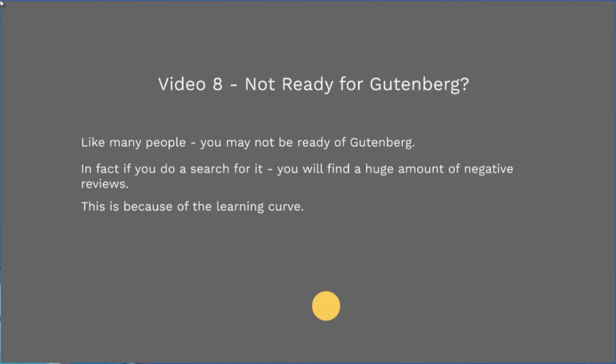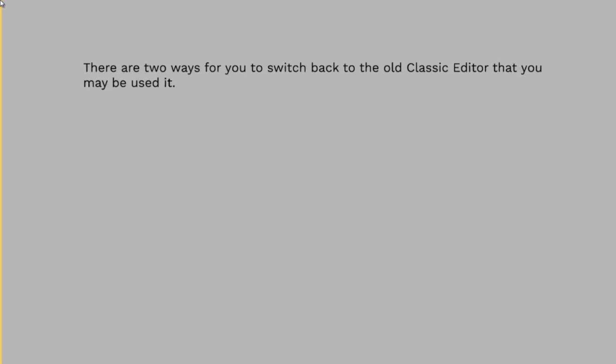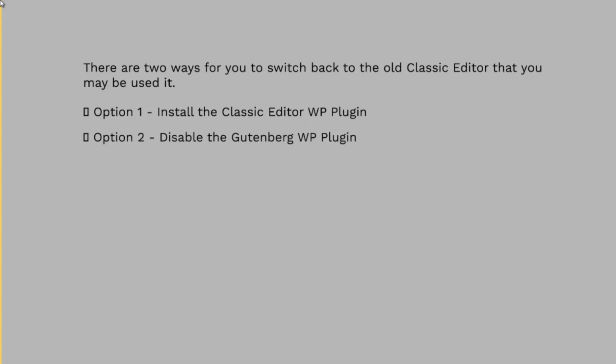But let's say, for example, you have a client who has a website and they just don't want to go over the learning curve. They're editing the site themselves and they're just frustrated and they're like, I want to go back to the classic editor. If that is the case, then I'm going to give you some options. There are two ways for you to switch back to the old classic editor that you may be used to. Option one is to install the classic editor WordPress plugin. And number two, you can disable the Gutenberg WordPress plugin.